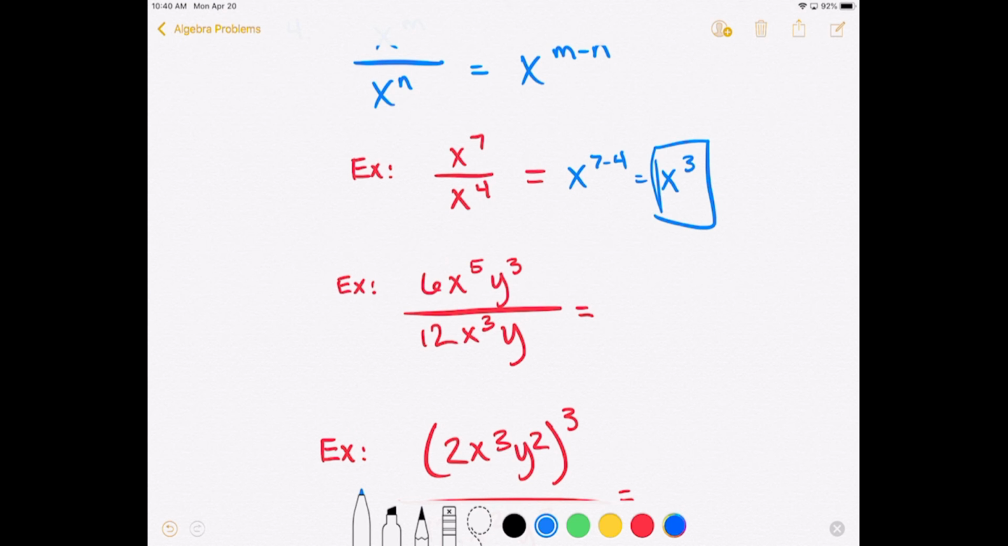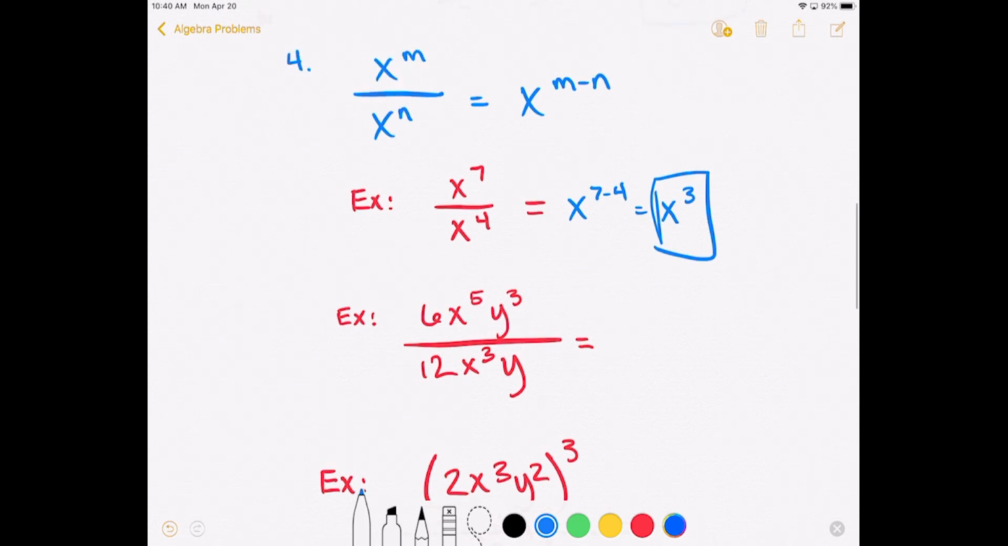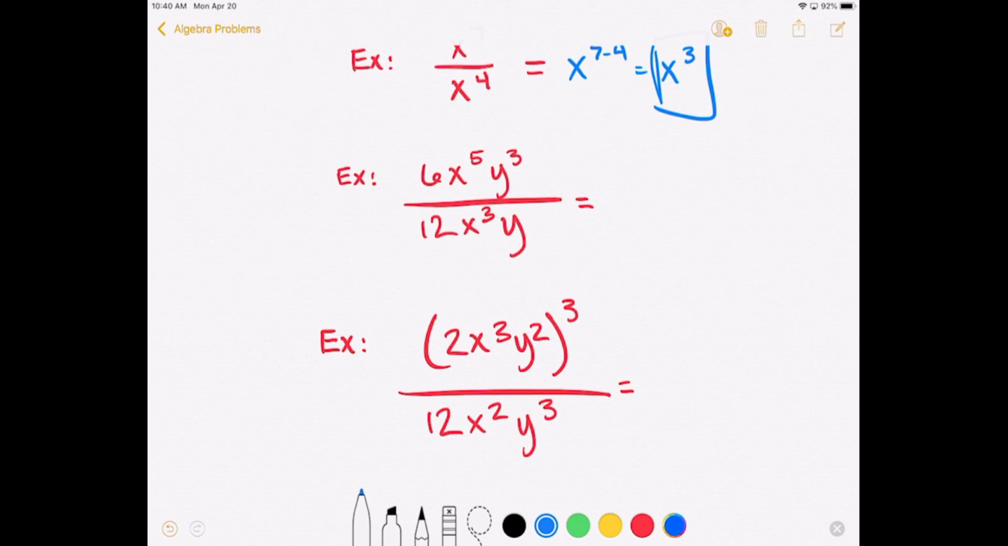Now, again, up here I said treat numbers normal. So on this second example, I need to make sure I'm doing that. This is a 6 over a 12 in the front. That's a 1/2. Treat numbers normal. Don't try to subtract them. If they're just normal numbers, not exponents, you're just going to treat them normal. So I'm going to divide them. Now I'm going to subtract my x's. 5 minus 3 is x squared. This y technically has a power of 1, even though it doesn't say it. So 3 minus 1 is y squared.